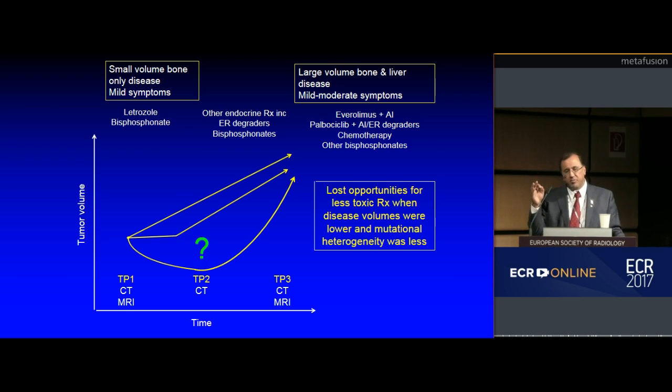And what is the problem? The problem is a log more tumor. A log more tumor. And now she gets treated with chemotherapy at this stage, whereas you could have played around with less toxic treatments weeks beforehand to try to stop her getting chemotherapy. And this is happening in front of our eyes as we speak.